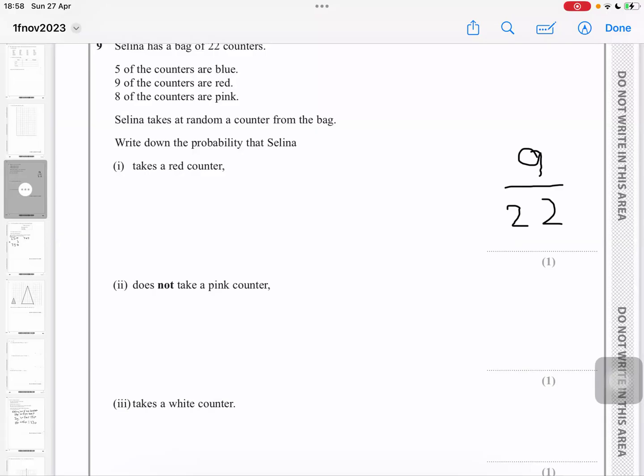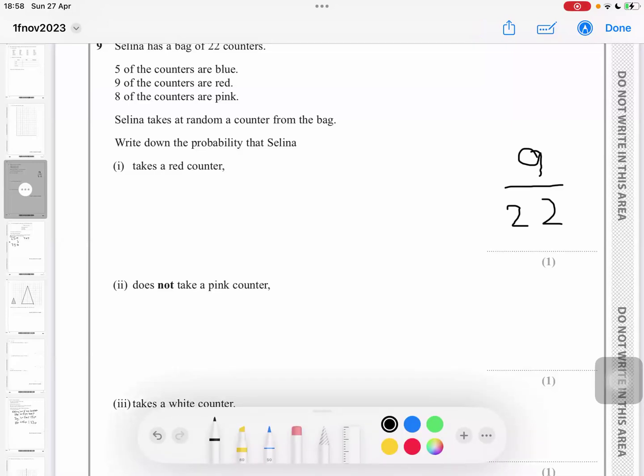The second one says, write down the probability that Selena does not take a pink counter. Did you notice the not? Emphasis on the not. And remember, total probability in any instance is always 1. So to find the probability of not taking a pink counter, we need to find the probability of taking a pink counter. Of course, with questions like this there's more than one way to work it, but I'm just going to go for the simple one.